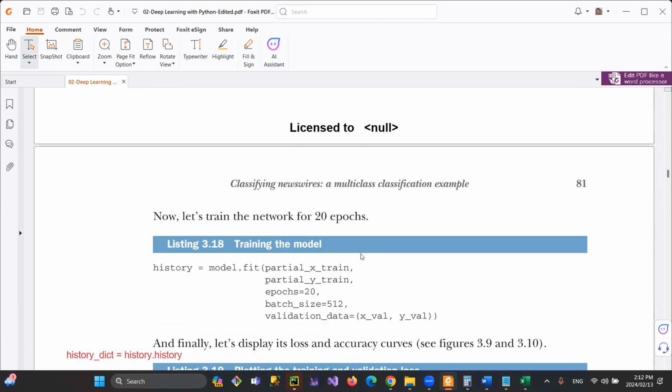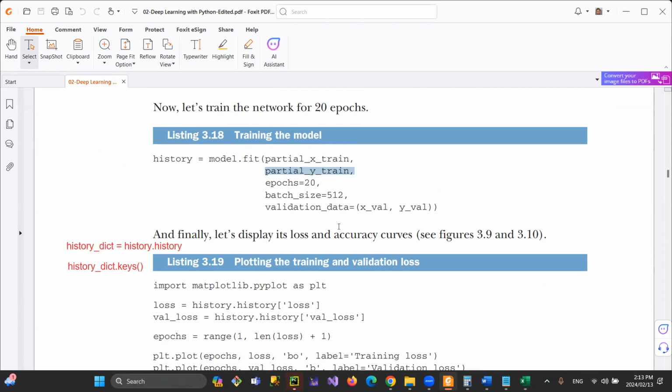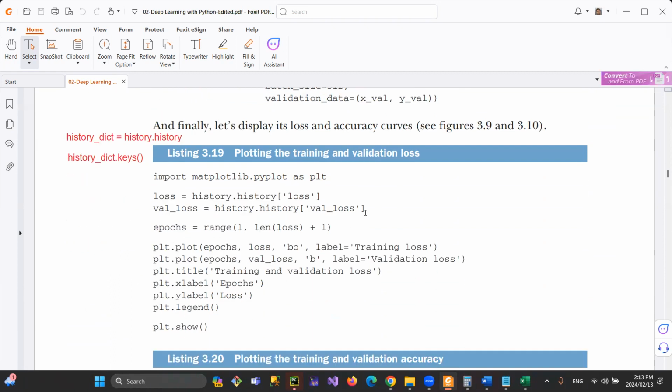Now it's time to find patterns between X train and Y train, meaning features and labels. The number of epochs will be 20. For the batch size, every time pick 512 messages. And for the validation data, I pass X val and Y val. Okay.